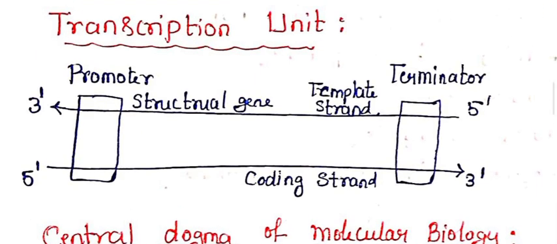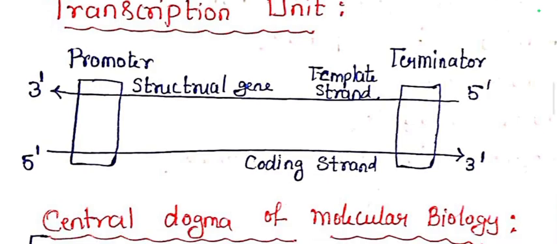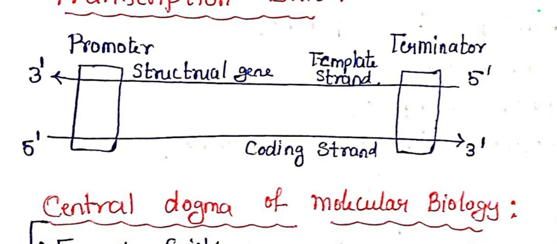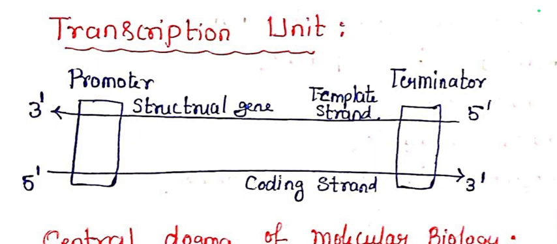Remember the structure of transcription unit. Here the first strand, 3' to 5', is a template strand, and below you can find 5' to 3', it is a coding strand, and you can find two regions, promoter region and terminator region. Between them you can find structural genes.